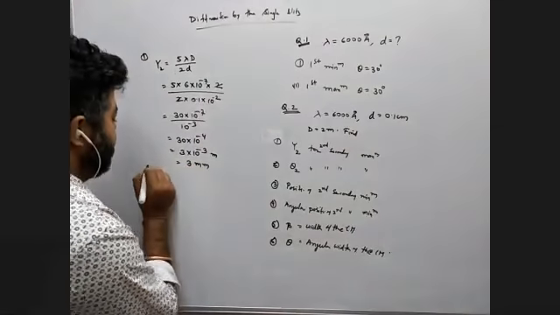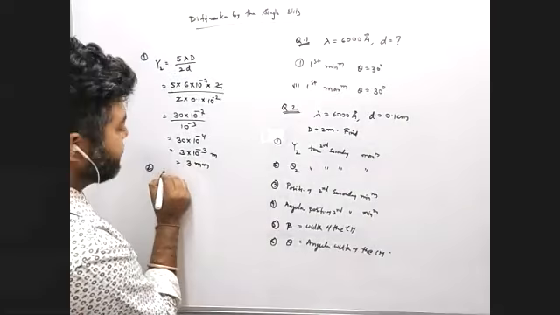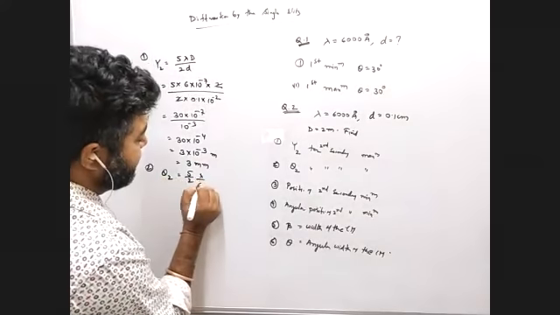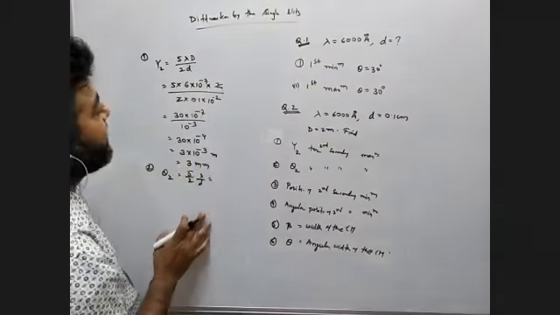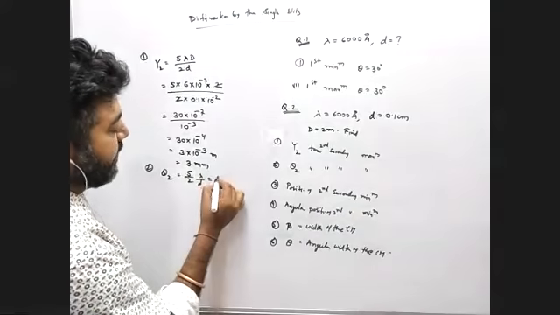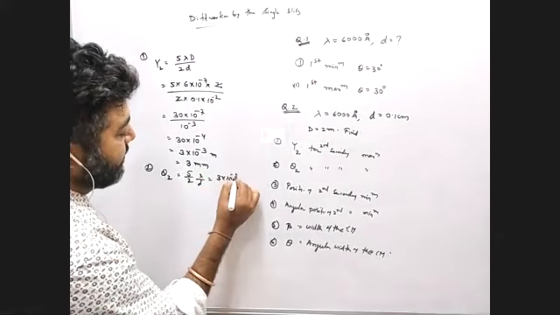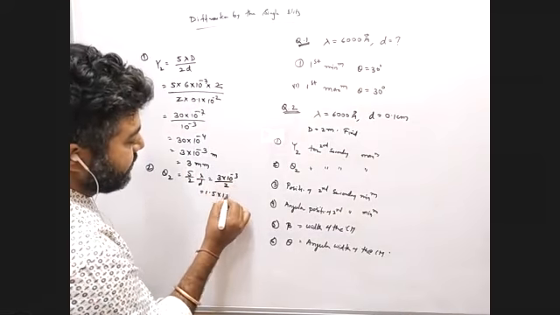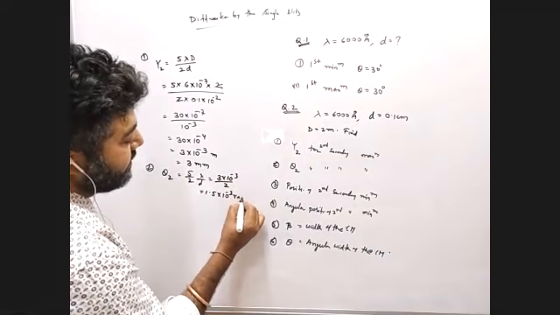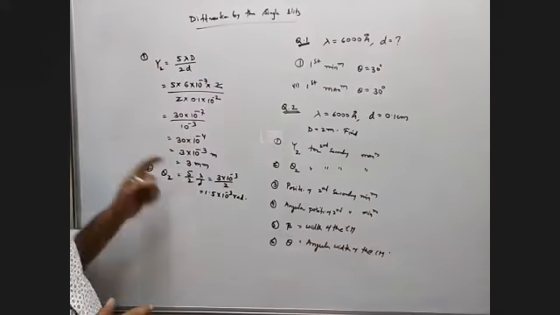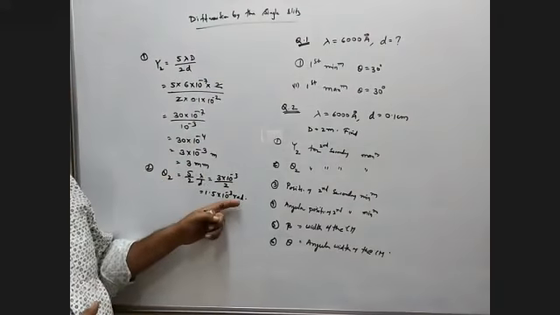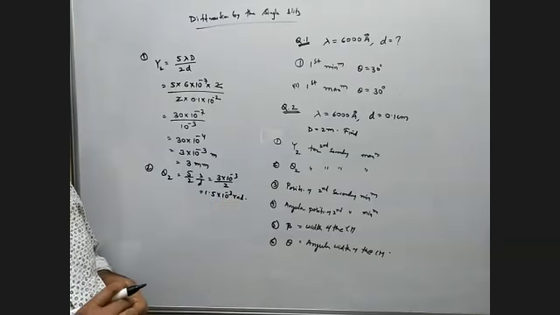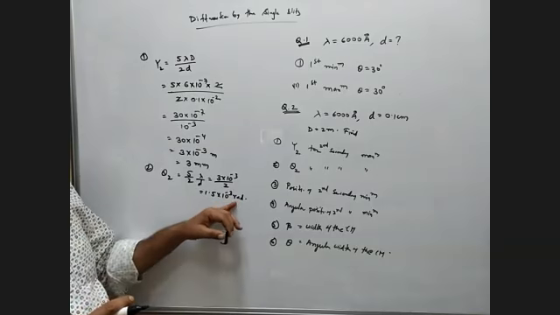That's the first one. Second one, theta 2, that is 5 by 2 lambda by d. Everything is same, just divided by 2. So what you have, 3 into 10 to the power minus 3 by 2, that is 1.5 into 10 to the power minus 3. But the reading is in radian. Okay, reading is in radian. It is not in meter.